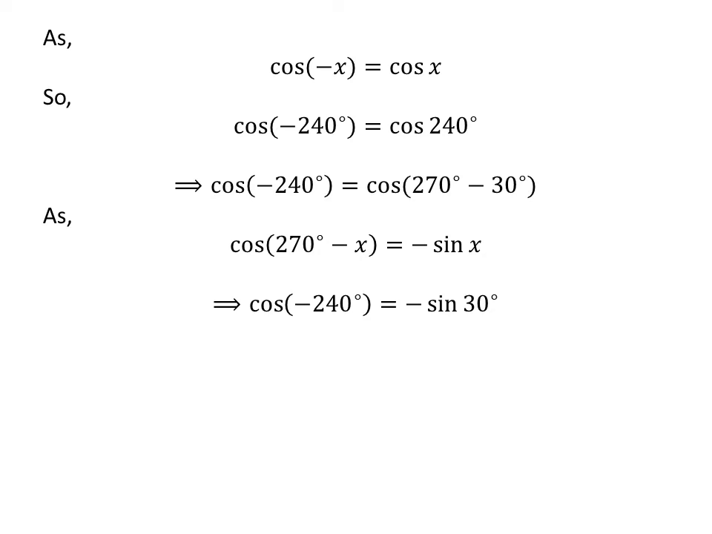Let us apply the above identity for cosine of 270 degree minus 30 degree. Here x is 30 degree. So cosine of minus 240 degree is equal to minus sine of 30 degree.